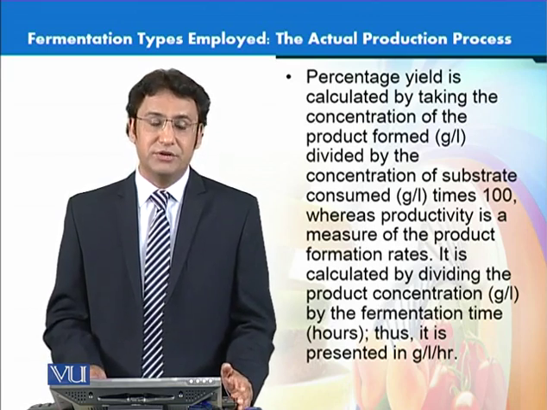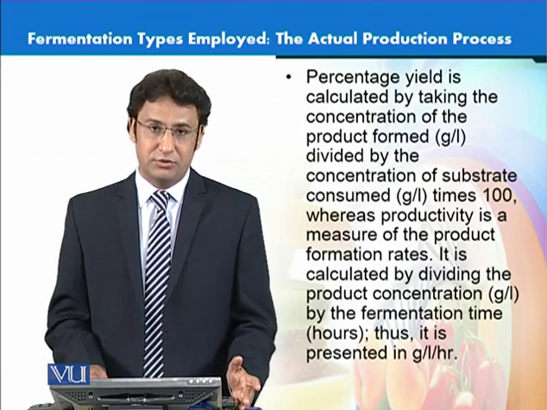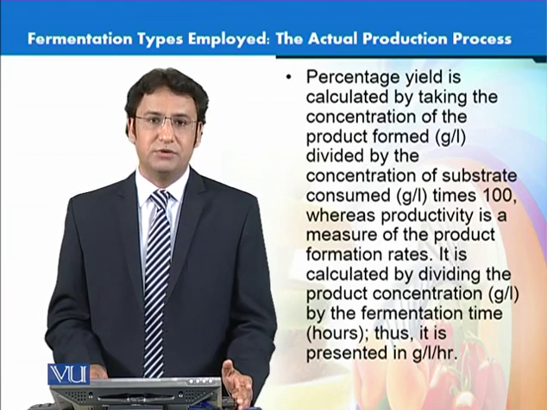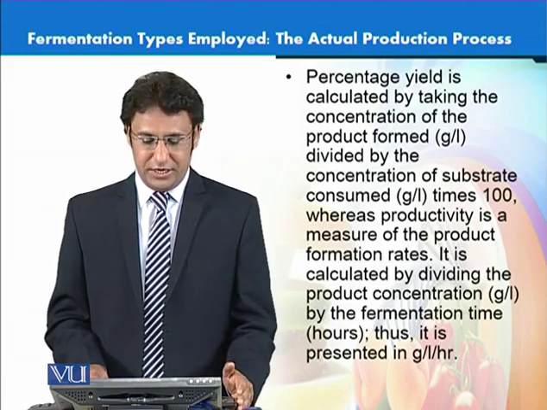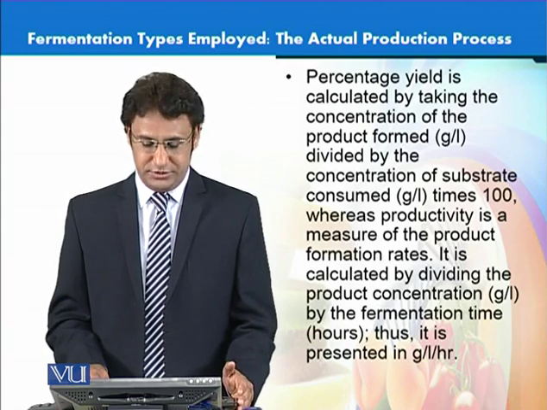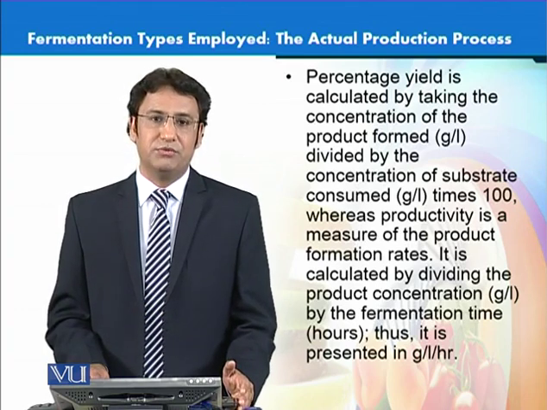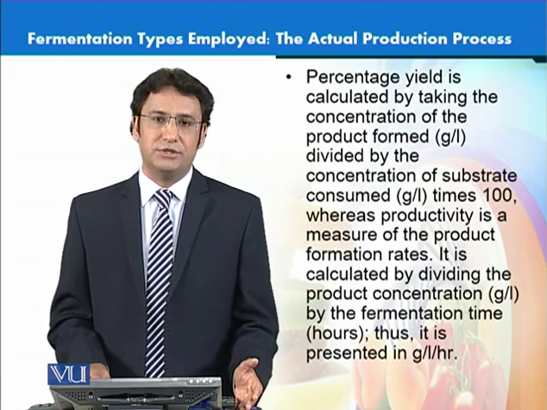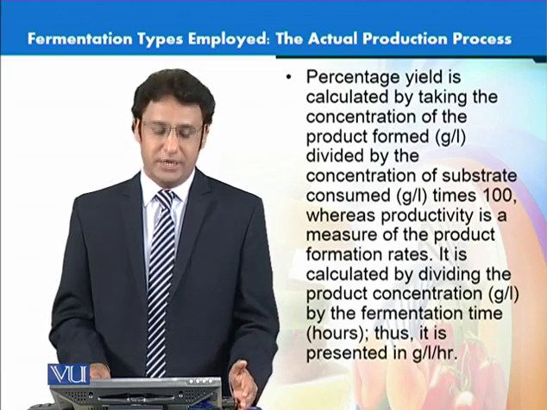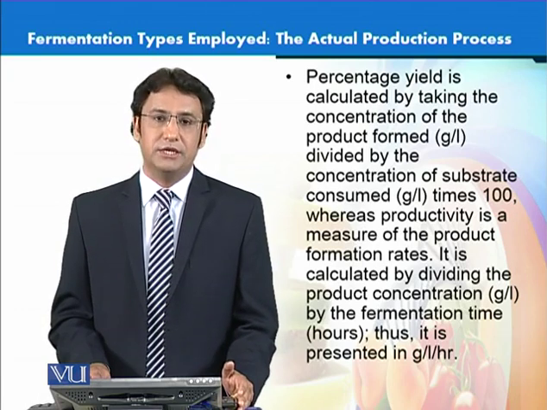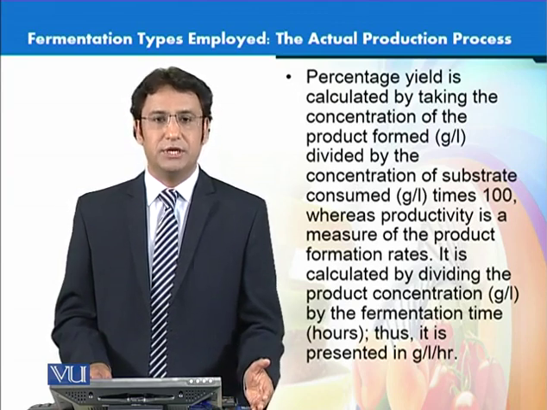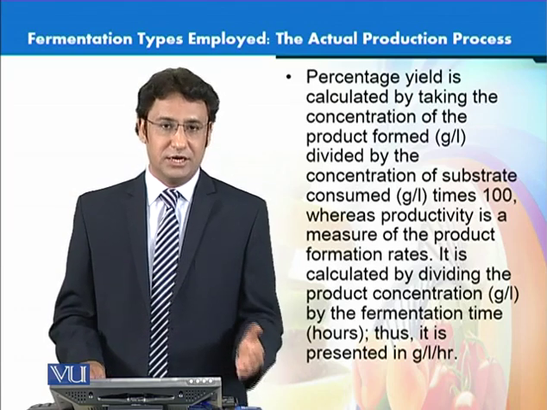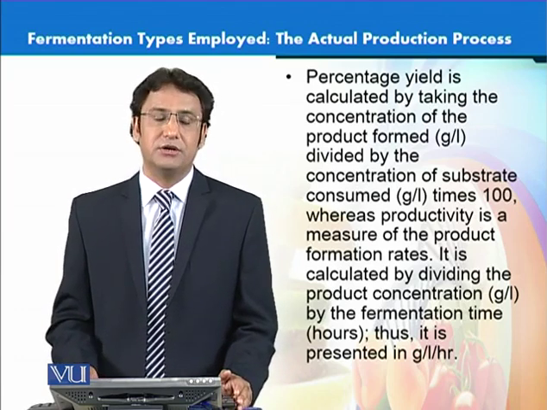Now, if we talk about the productivity of this fermentation process, it is a measure of the product formation rate, like how quickly this product is being formed. We calculate this by dividing product concentration by the fermentation time, so we look at how quickly this fermentation has resulted in the end product. That is measured in grams per liter per hour. So we look at how many liters of substrate were used, how many grams of the product have been made, and how many hours it has taken. That gives us the productivity of the whole process.